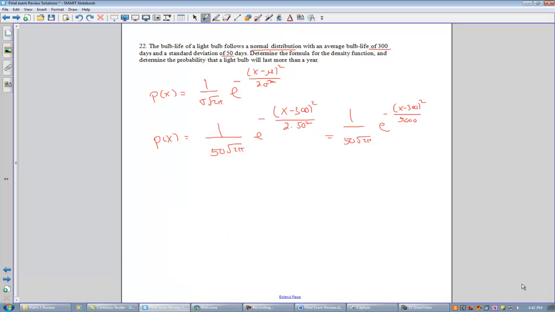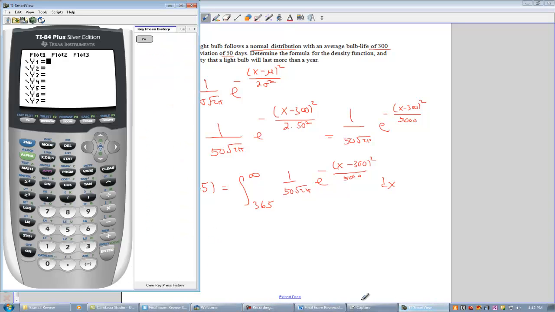On the second part, we want to determine the probability that a light bulb will last more than 1 year. So we want to figure out the probability that x is bigger than or equal to 365. That would be equal to the integral from 365 up to infinity, as long as you want, of the probability density function, 1 over 50 square root of 2 pi, e to the minus x minus our mu, 300 squared, over our 5,000 like we had before, all dx. And this is all up in the exponent.